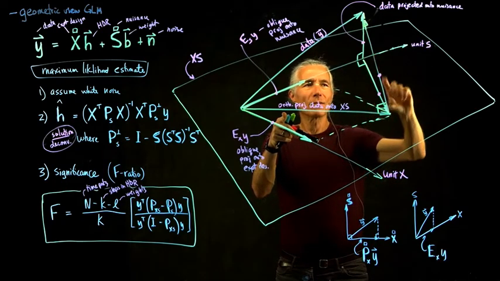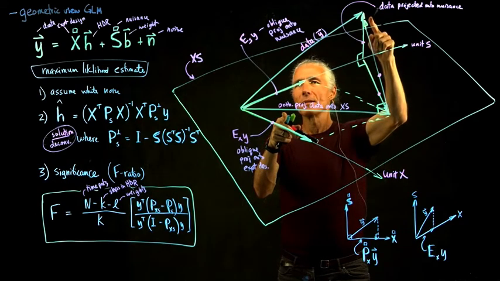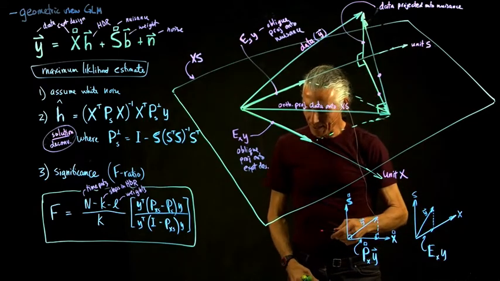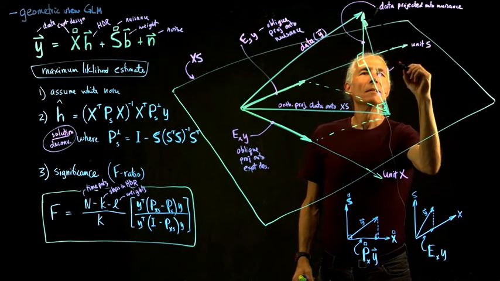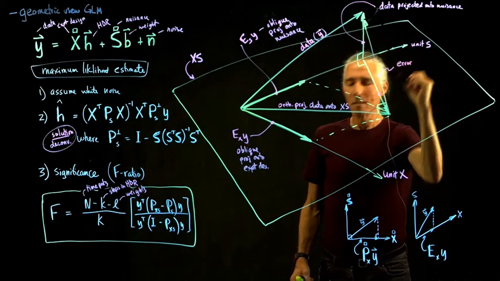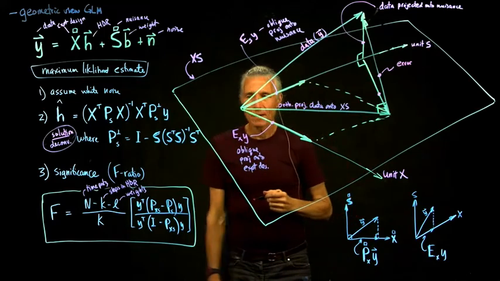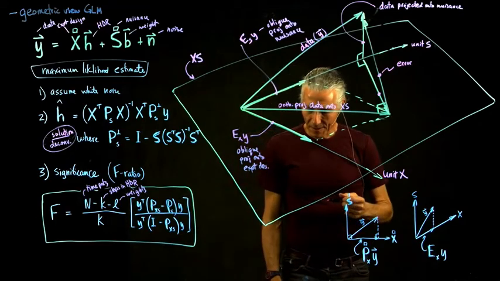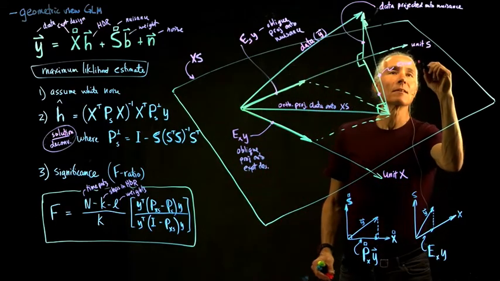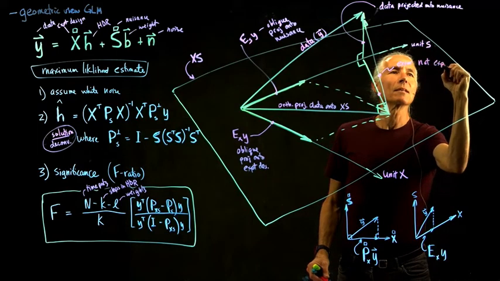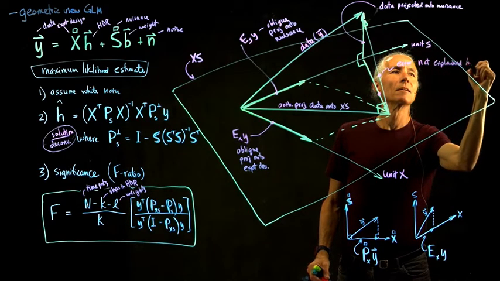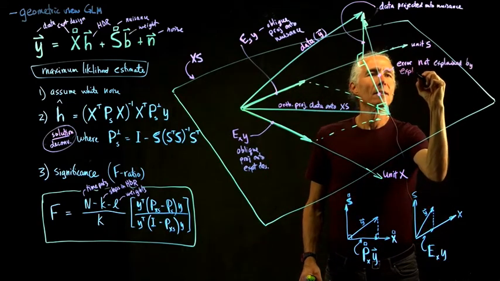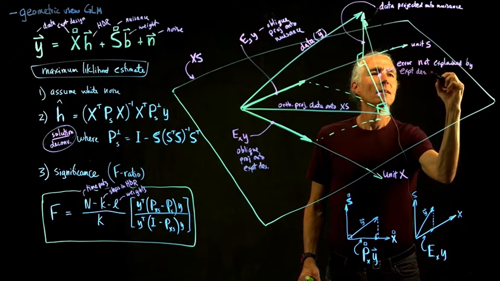And then what is the vector that describes how far you are up to the data? That's the error. So this is the error, the part of the data we couldn't explain. That error is the part not explained by experimental design plus nuisance.